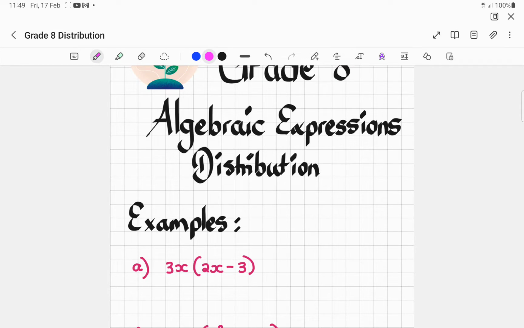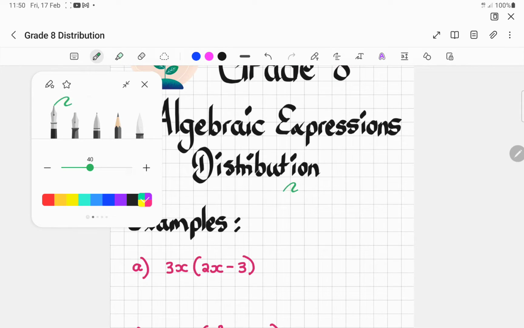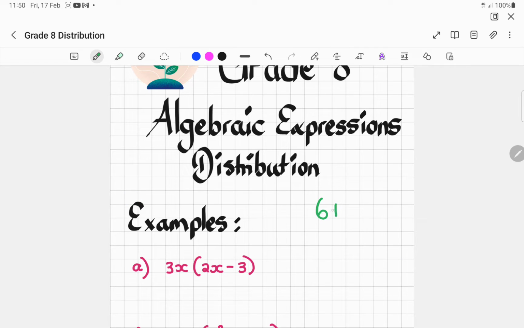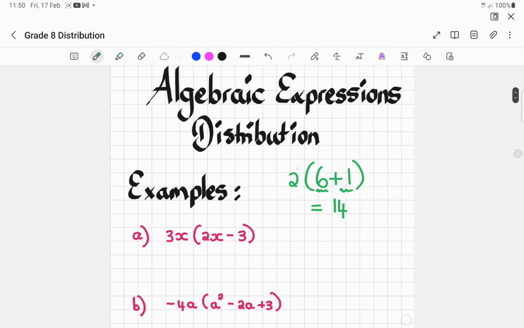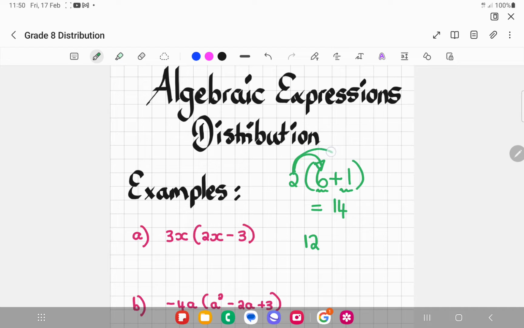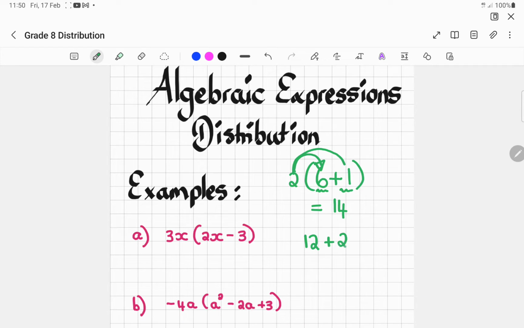I started with my class where I said on the board, if you've got 6 plus 1 times by 2, we can see that if we had to simplify it, 6 plus 1 is 7, and 2 times 7 gives you 14. But what if you cannot add the 6 and the 1? Another way of working it out is by saying 2 times 6, which is 12, plus 2 times 1, which gives you 2. And do you see that it also gives you 14? So why do I say that you cannot add them?